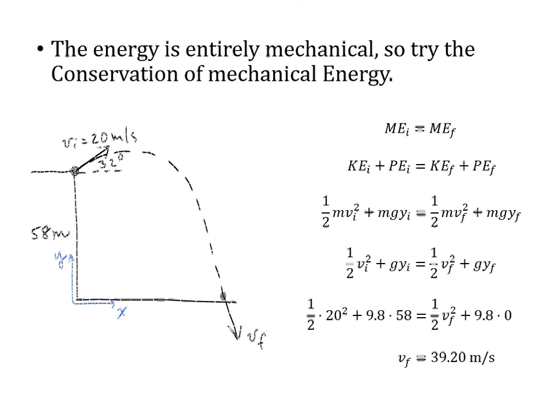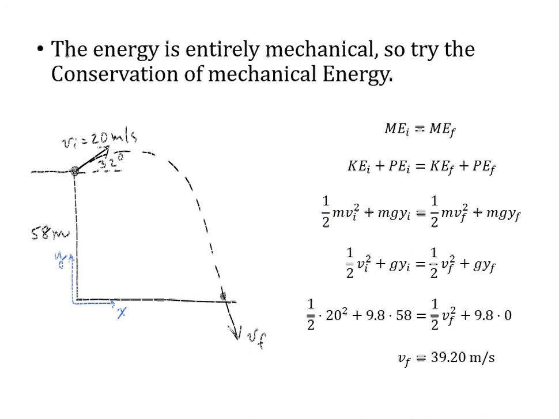But notice it also doesn't depend on that initial angle. 32 degrees doesn't show up in the problem anywhere. As long as the initial speed was 20 meters per second and the height was 58 meters, the result would be the same. So had the object been shot straight up at 20 meters per second, by the time it got down to the ground, it'd be 39.2 meters per second. Or had it been shot horizontally out, the result would be the same.